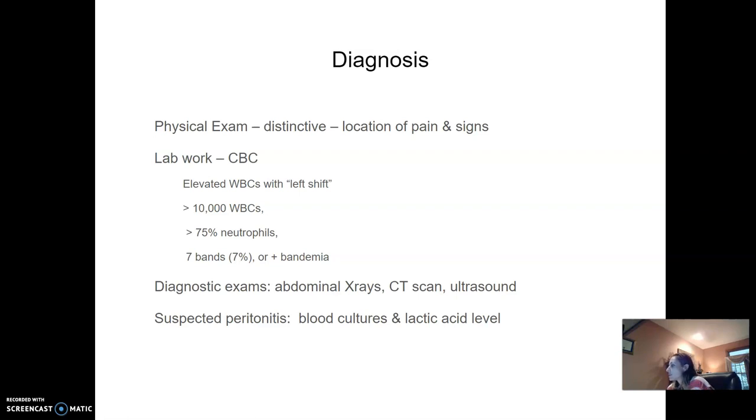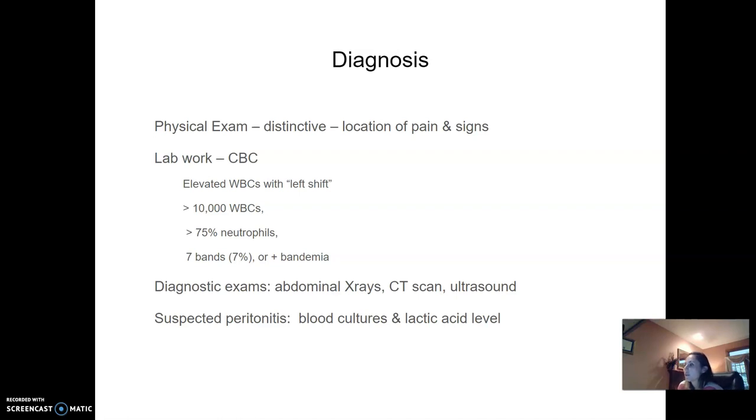And you may notice something called a left shift when you look at their white cell count, which just means that they have a lot of immature white blood cells. Your body's trying to pump out white blood cells as fast as it can, so you'll see greater than 75% of those white blood cells are neutrophils. You may also see something called bandemia, when there's greater than 7% bands. These are way immature. Just think about it, we're kicking these white blood cells out before they've even gotten out of diapers. They're not even functioning yet, and we're trying to kick them out.